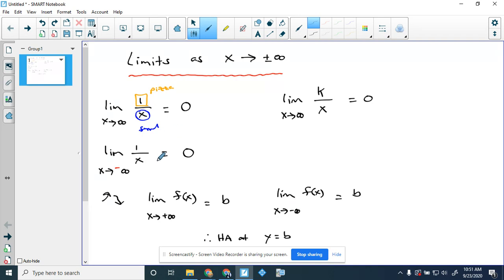Now think about what this implies. First, this implies that you're going to have at most two horizontal asymptotes for a function. There could be one going to the right forever, and there could be one going to the left forever. Oftentimes they are the same, but they don't have to be.